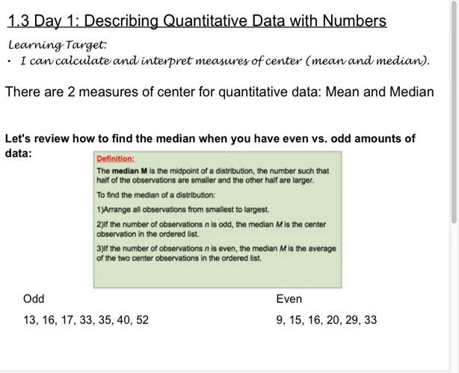In this video, we are going to be discussing describing quantitative data with numbers. So our learning target for the day is I can calculate and interpret measures of center, meaning mean and median. There are two measures of center for quantitative data. In the previous section, when we're dealing with graphical things, usually it's easier to find median. But today we are going to introduce this idea of mean, which you've probably even heard of more often than median.